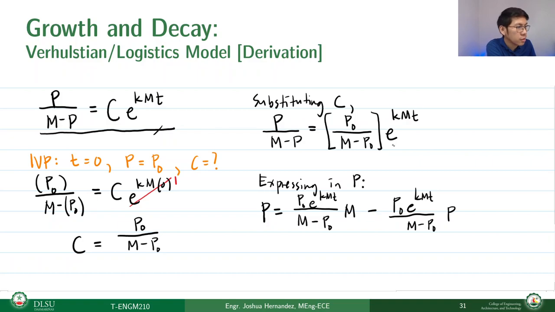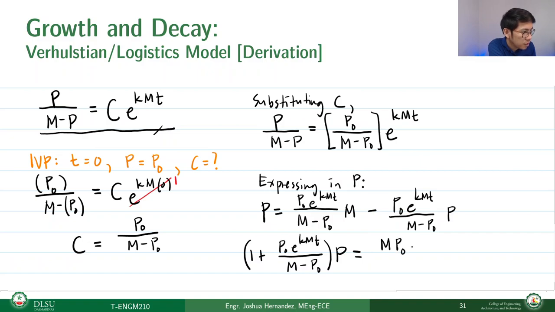So, if I transpose this back to the left-hand side of the equation, let's factor out P. I will get 1 plus P naught e raised to KMT all over M minus P naught, and then, of course, P. That's equal to M P naught e raised to KMT all over M minus P naught.